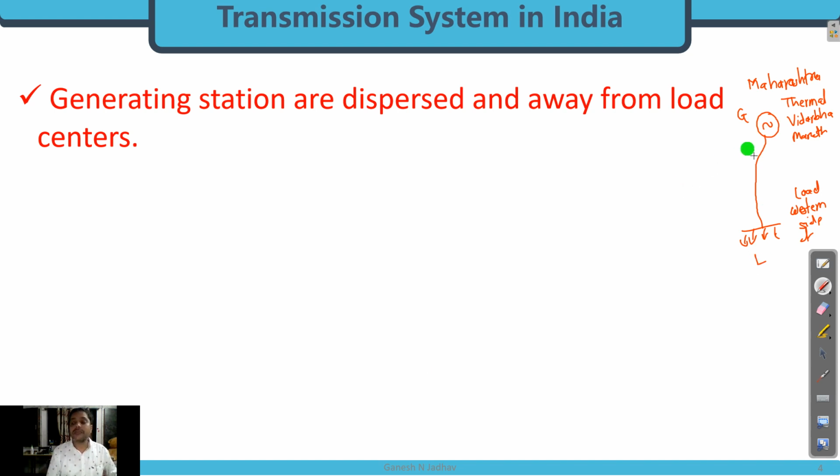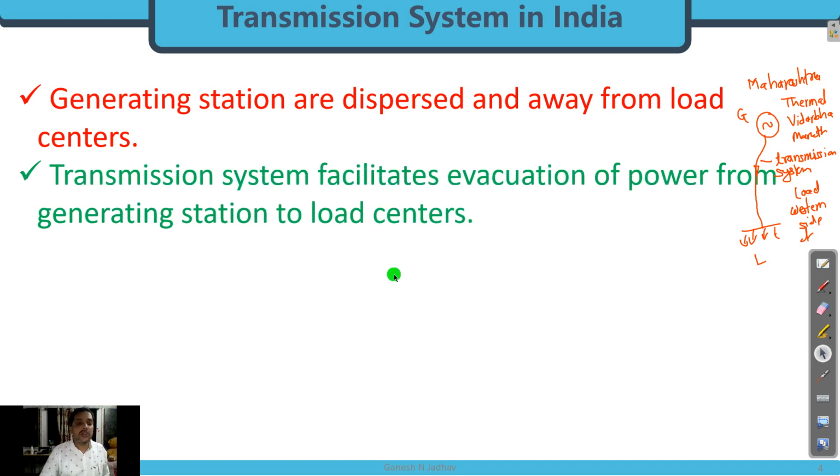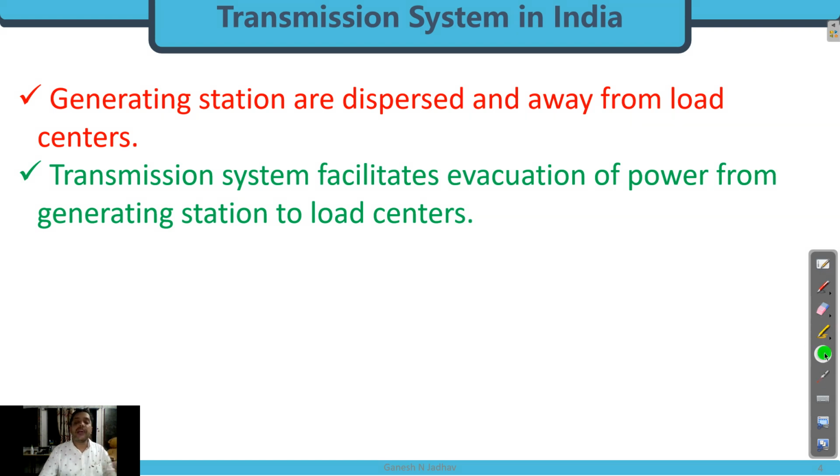So it is necessary to transfer this bulk amount of power from generating stations to the load centers. So how can we transmit this power? For the transmission of this power, it is necessary to have a link between them, which is called the transmission system. The transmission system is a very important part in this case. The transmission system facilitates the evacuation of the power from generating station to the load center, as we saw in the previous diagram.